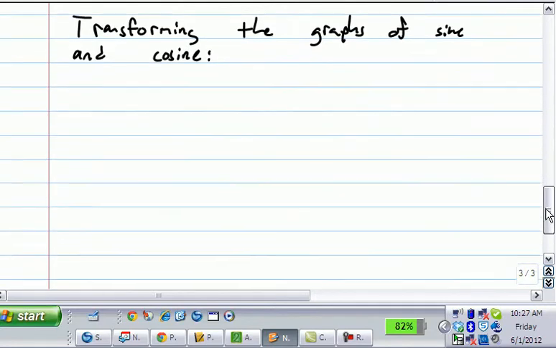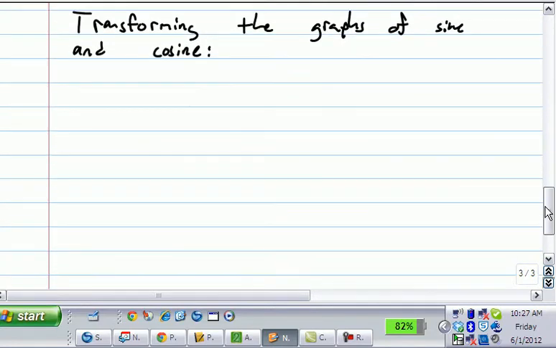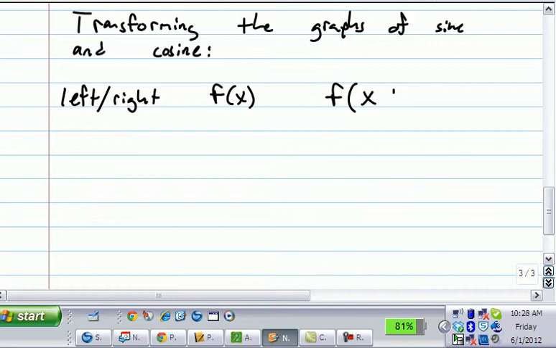So the first thing we have to go back to is transformations. If we think about all the transformations we can do with a function, we've got left, right stuff. If you want to go left or right, f of x becomes f of x plus or minus some number. That's how we go left, right. If you replace x with x plus 5, you're going to go left 5. If you replace x with x minus 2, you're going to go right 2.